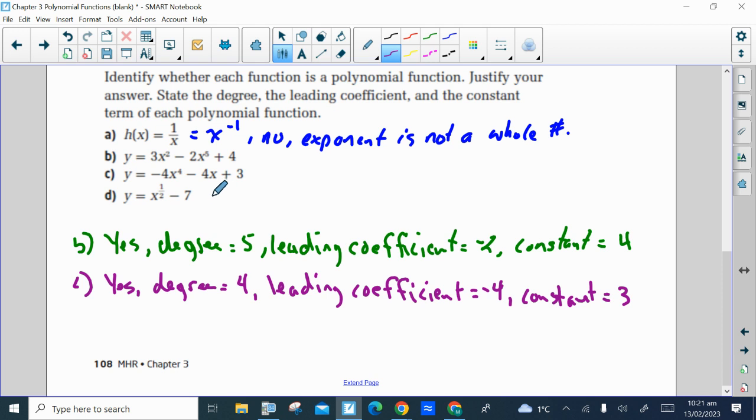And D would not be a real polynomial function because the exponent is an integer. So we can say the exponent is an element of I for integers. Remember, the exponents have to be whole numbers. All right.